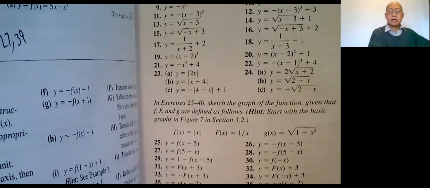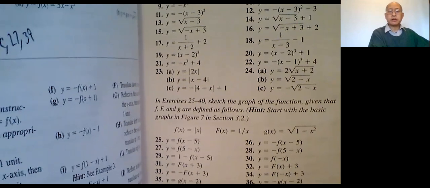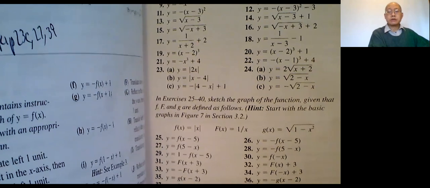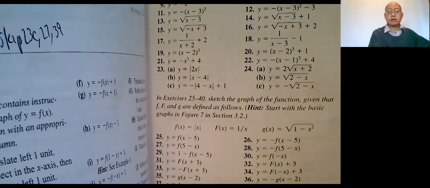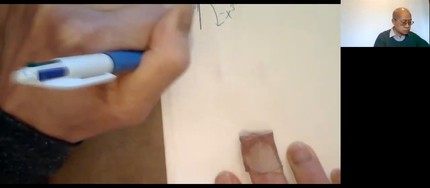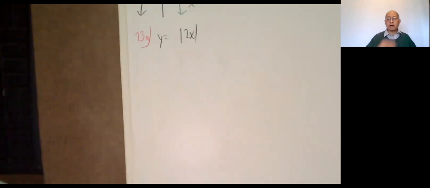23 has 3 parts, A, B, C. Again, I told you to skip C. So skip 23C. I'll do 23A in its entirety. y equals absolute value of 2x. Whoops, I have that in red. I didn't want it in red. y equals absolute value of 2x.